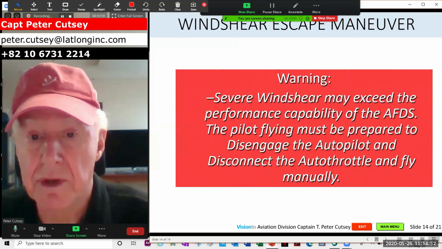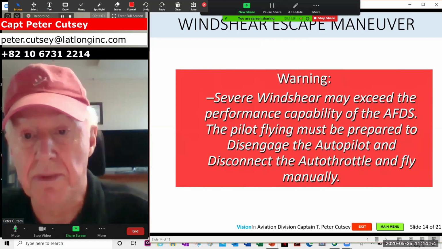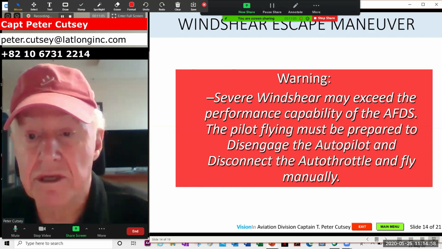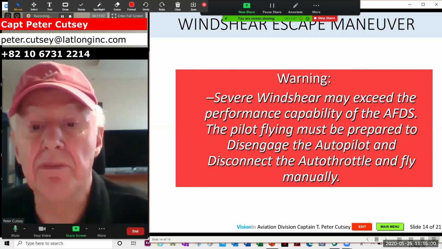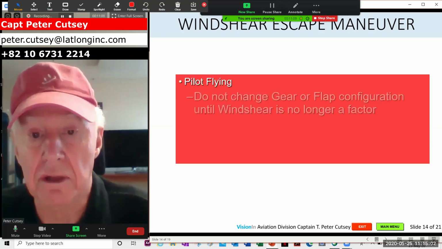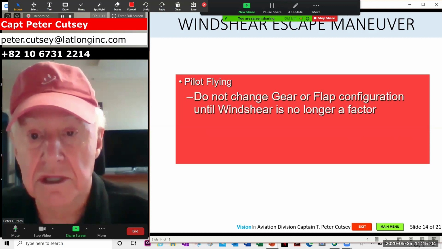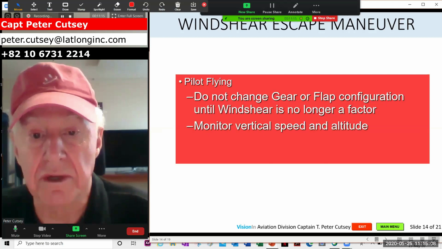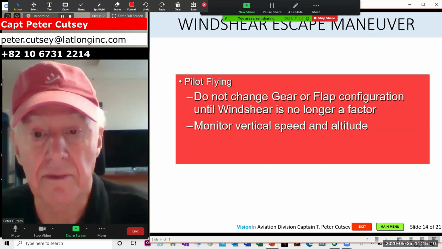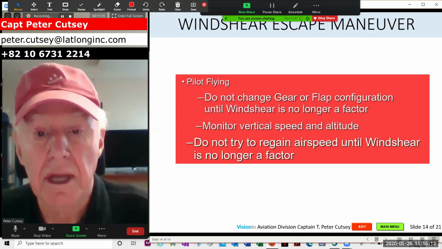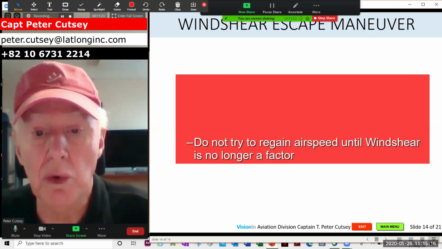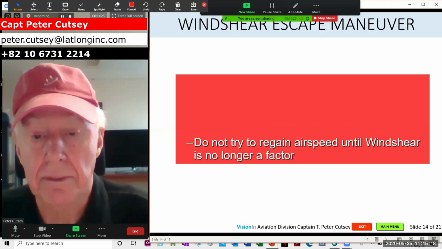Wind shear escape maneuver. Severe wind shear may exceed the performance capability of the AFDS. Pilot flying must be prepared to disengage the autopilot and disconnect the auto throttle. Do not change gear or flap config until wind shear is no longer a factor. Monitor vertical speed and altitude, and do not try to regain airspeed until wind shear is no longer a factor.